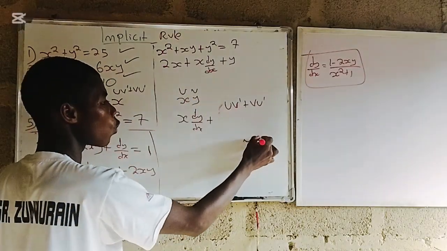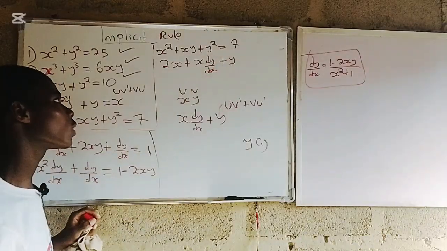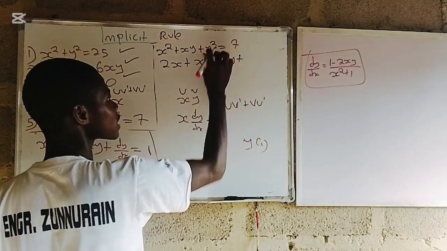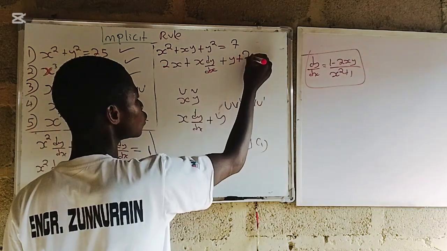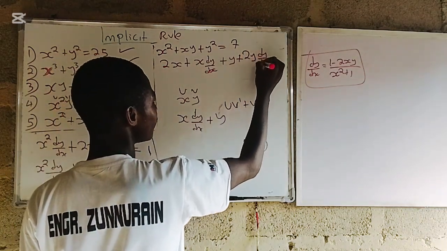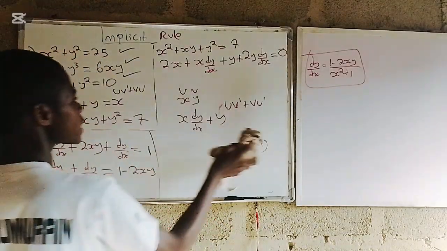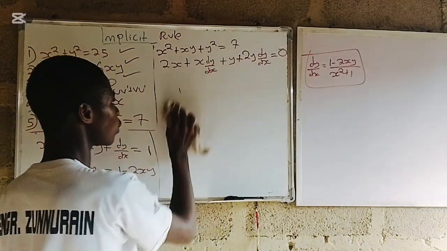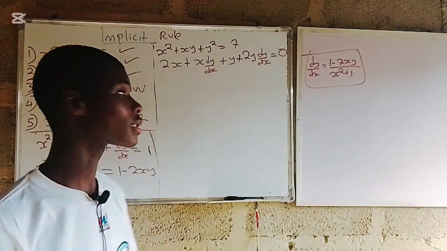Differentiate this u, 1, it will become y. This is what we get. So I have to say plus y squared. Differentiate y squared, I'll get 2y, but I'll add dy/dx because it is the implicit rule. Which is equal to 0. Why is it equal to 0? Because I'm going to differentiate all the time and 7 is a constant.